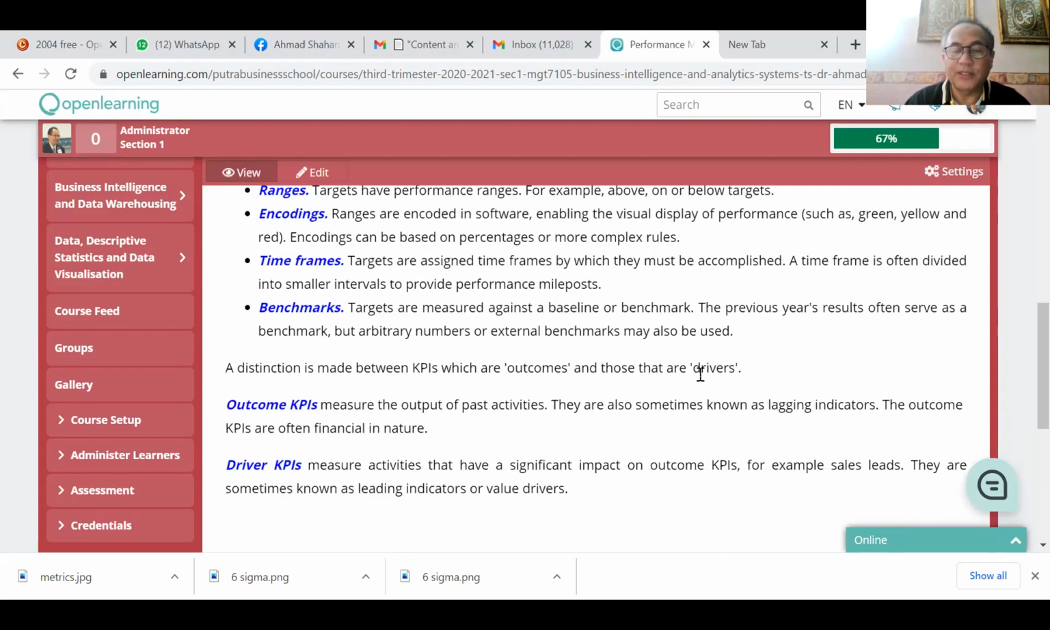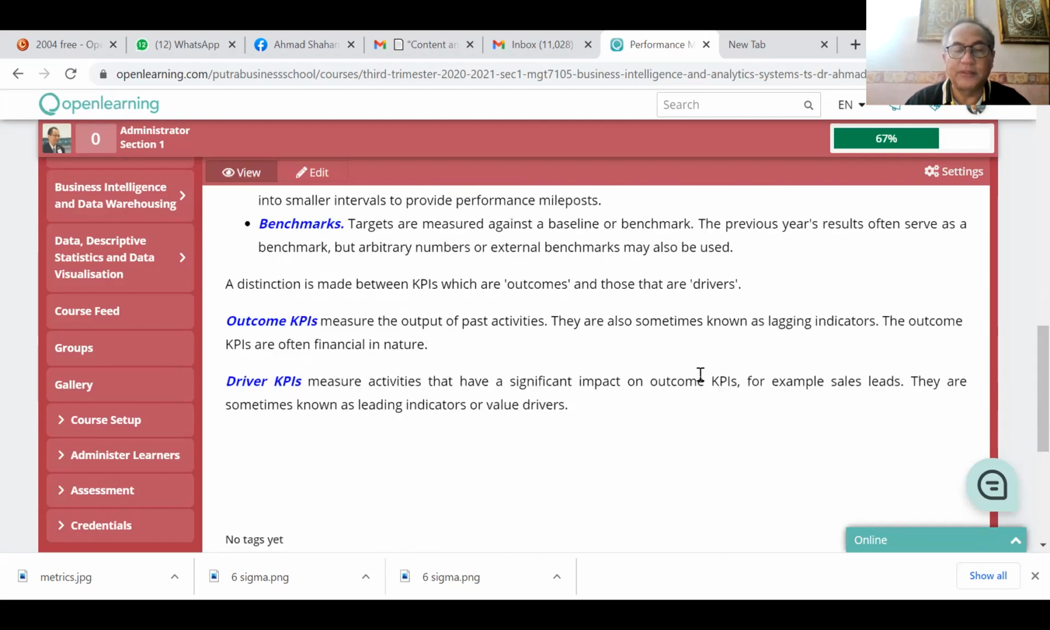There are two types of KPI. One is the outcome KPI. The other one is the driver KPI. The outcome KPI measures the output of past activity, so we call it the lagging indicator. The driver KPI measures activity that has a significant impact on the outcome KPI.